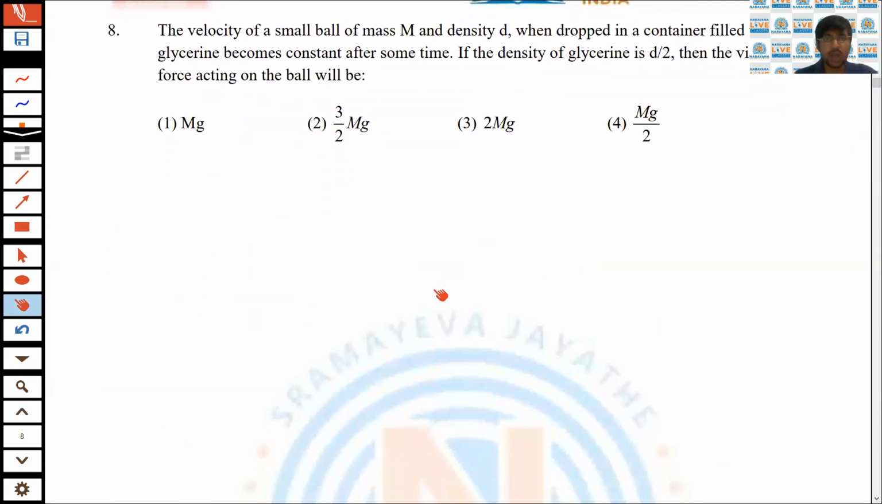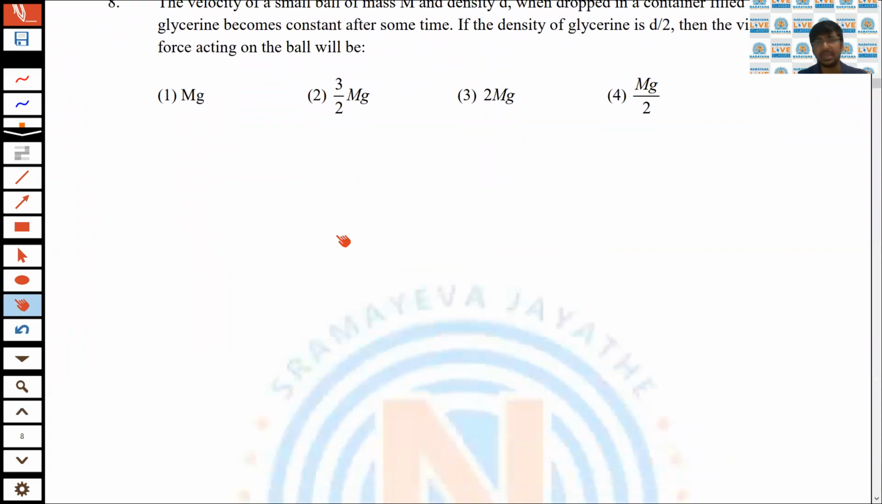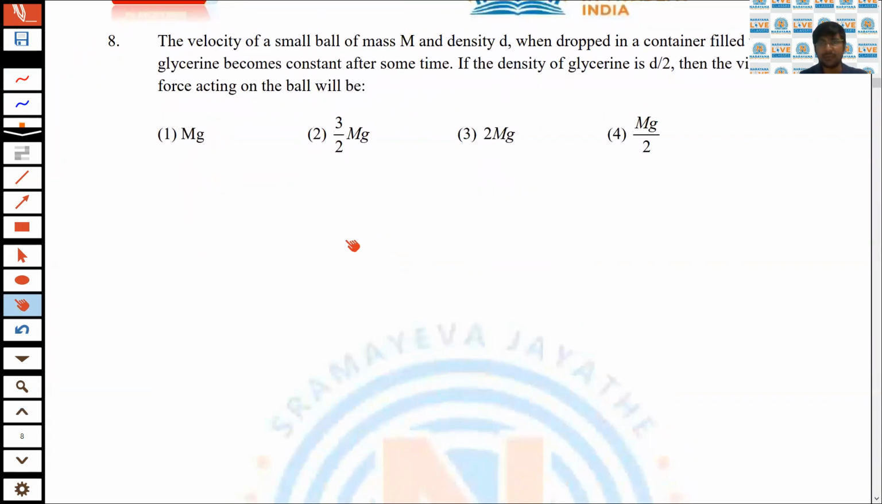The velocity of a small ball of mass m and density d, when dropped in a container filled with glycerine, becomes constant after some time, which means that the ball has acquired terminal velocity. If the density of glycerine is d by 2, then the viscous force acting on the ball will be.